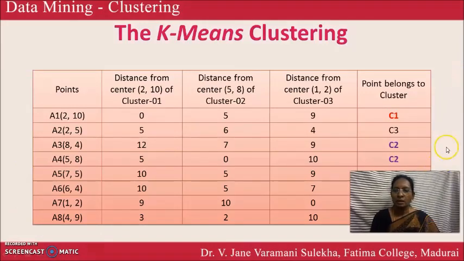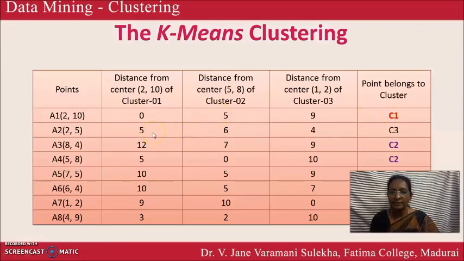Right? So, on the right side, you are seeing something, right? So, here we are having some distance. We are going to mark which distance is near to cluster 1 or 2 or 3. So, the first one, 0. 0 is near to cluster 1. So, we are marking the point as C1. That is, the point is belonging to cluster 1.